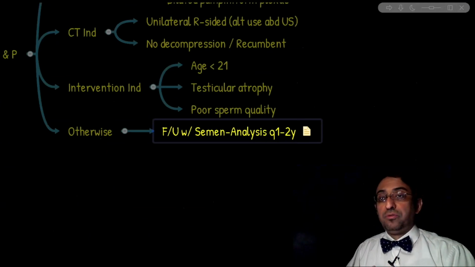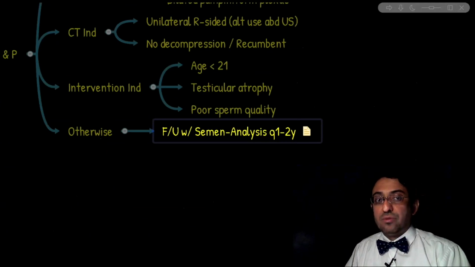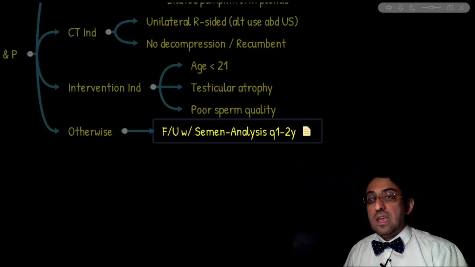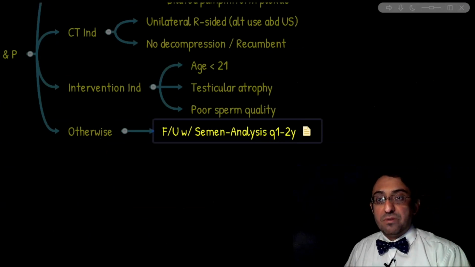True or false, bilateral varicocele is a warning sign. That is false. Bilateral is not considered concerning, but right-sided or rapidly enlarging is considered a warning sign. Now, what are the differentials of right-sided varicocele? In addition to presence of a retroperitoneal mass, we could have thrombosis involving any of the renal or gonadal veins.